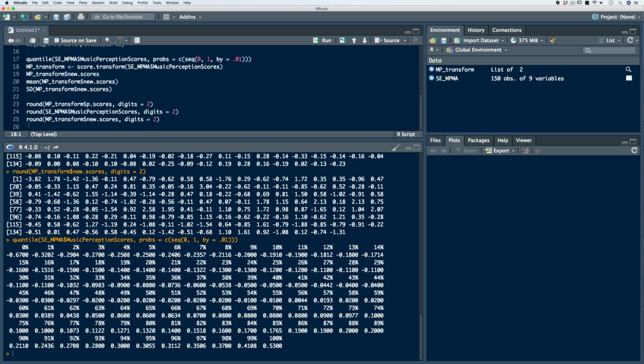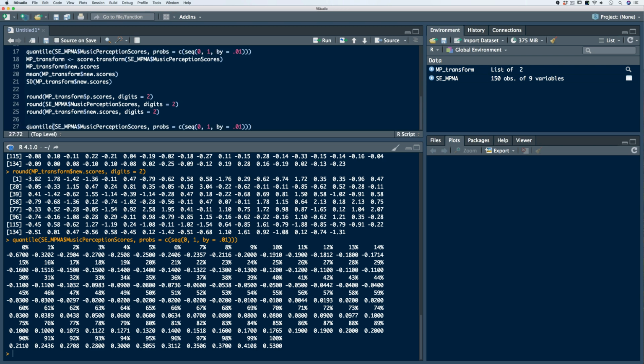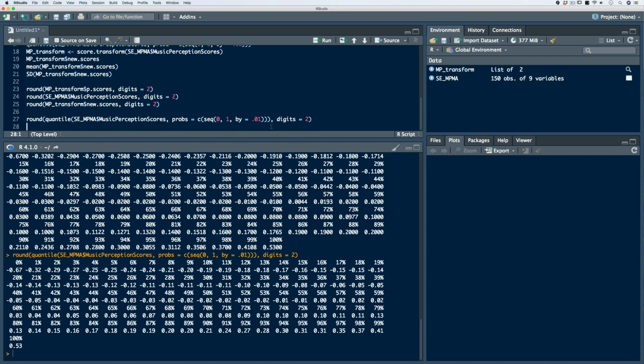Now what we can do is clean this up a little bit. And let's move this down here. We can clean this up by passing it through the round function. And we'll set the digits to 2. And here's how we would report them. So the first percentile is the score of negative 0.32. Second percentile is equal to the value of negative 0.29. The third percentile is equal to the value of negative 0.27. Or we could call these quantiles. So the first quantile is negative 0.32. The second quantile is negative 0.29. The third quantile is negative 0.27.